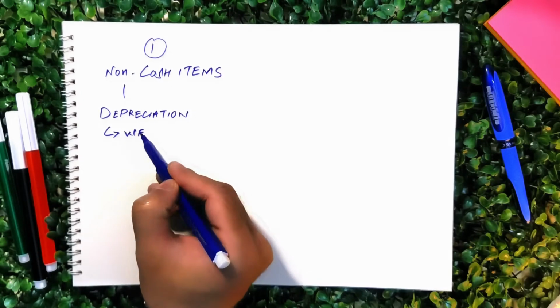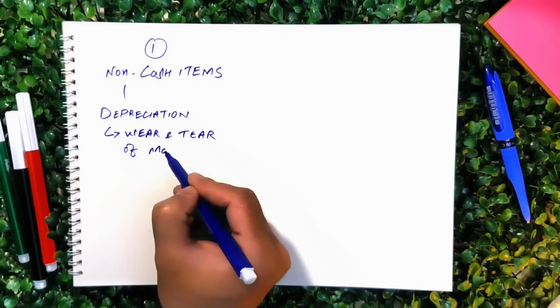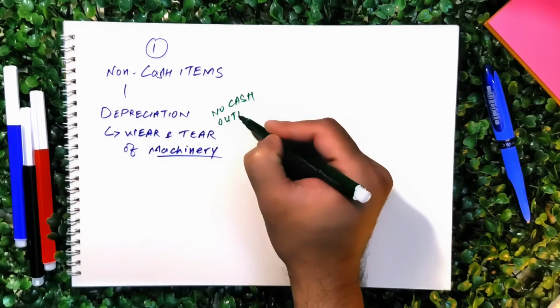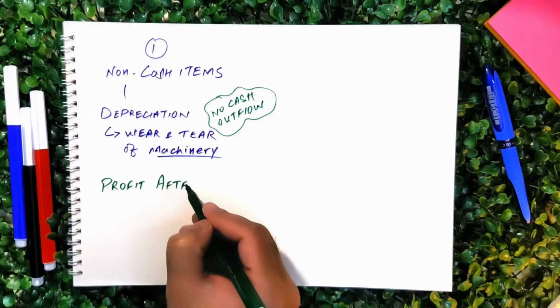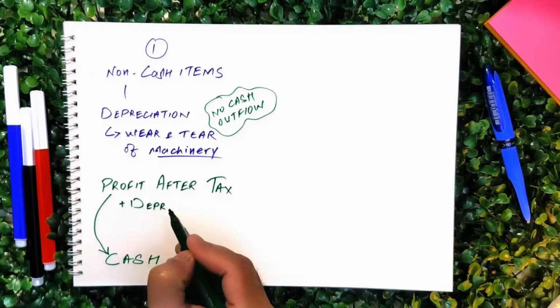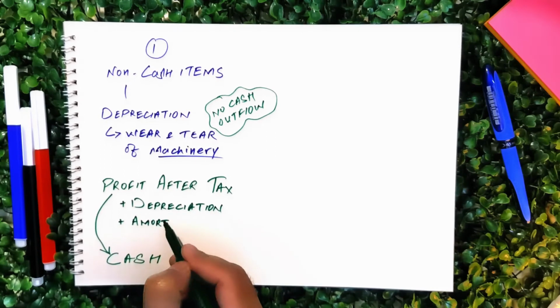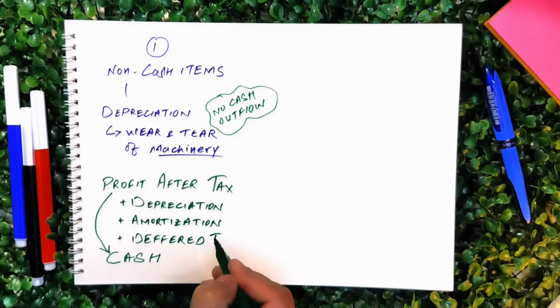It is only wear and tear of machinery and equipment, which means you are not actually paying cash against this expense. So, if you want to calculate cash, you will have to add back the depreciation expense in your profits. Same goes for all non-cash expenses like amortization, deferred tax, etc.